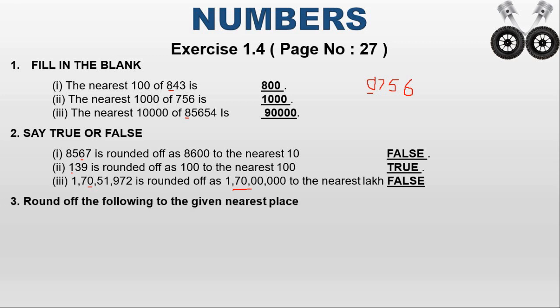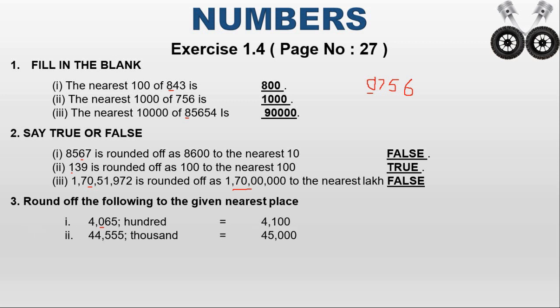Okay. Round off the following to the given nearest place. 4065 is rounded off to the nearest 100. So what is in the 100 portion? 0. You have to look at the right side number. It is 6. 6 is greater than 5. That means you have to add 1 to the 100 portion. So 0 plus 1 is 1. So the answer is 4100.